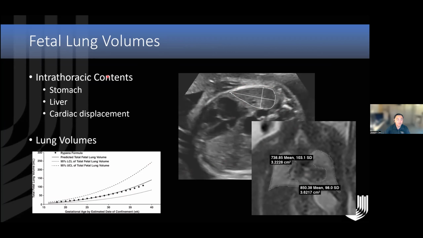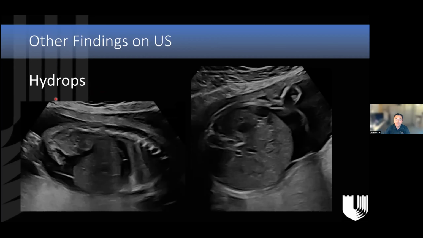We also note the intrathoracic contents: how much of your stomach is going to be herniated into your chest, how much of your liver is in the chest, and the degree of cardiac displacement. The reason I talk about the degree of cardiac displacement is because a lot of times we'll note incidentally other things, including this particular finding, which is fetal hydrops.